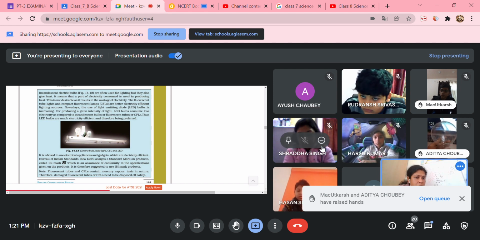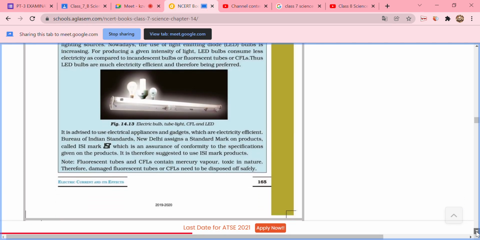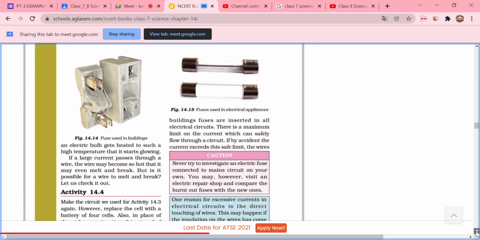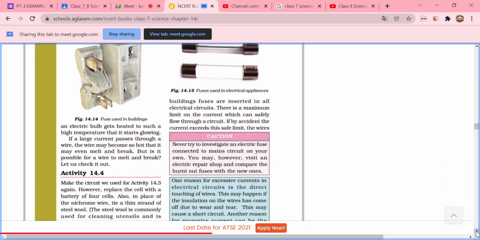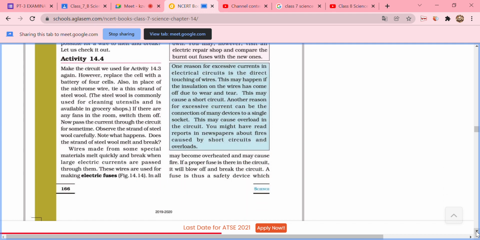Next, Shraddha will read the next part, from Activity 14.4. And before that, 14.14, that is a diagram of the fuse. You can see this is the diagram of a fuse. They were used in earlier times. Fuses were used in buildings, but now they have been replaced by MCBs, which we are also going to read in this chapter. Activity. Just wait. Aditya, you have brought it.